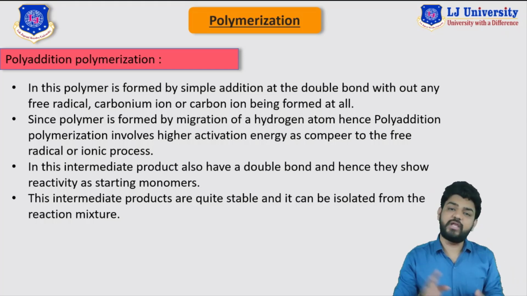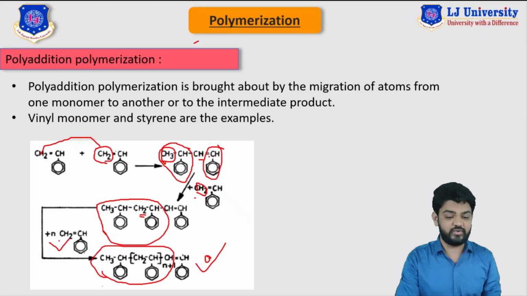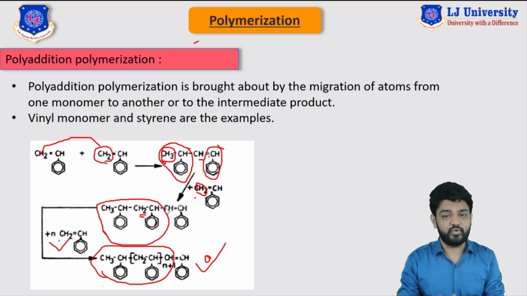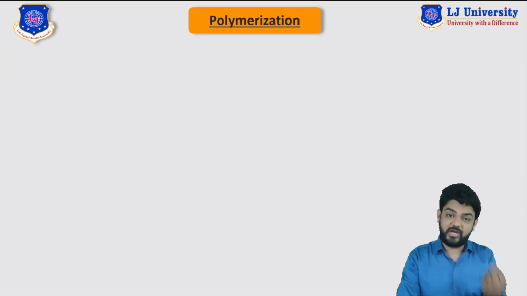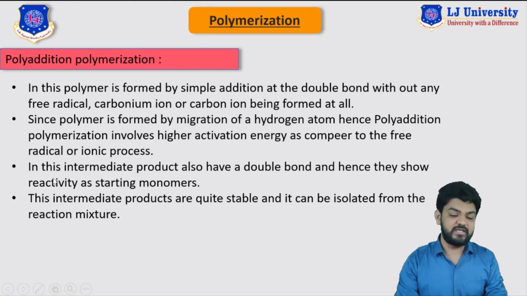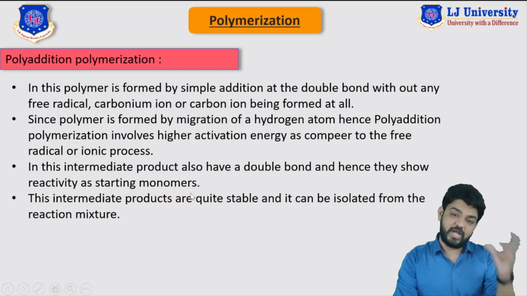This is not all, but the intermediate product produced in this addition polymerization, like this, you can see here in this image, this particular component also has some value. So we can separate out this intermediate product as well from this addition polymerization, right? This intermediate product also has a double bond, and hence it shows reactivity like the starting monomers.